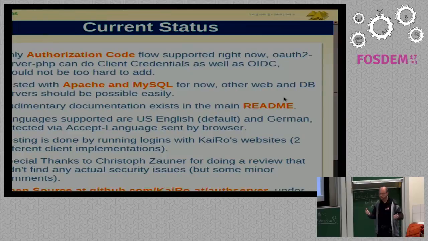There's rudimentary documentation in the main README. It supports US English and German as defined by your browser, because that's the two languages I know of, or that I know how to write in. Testing is right now very rudimentary. It's just I'm trying it with my own document management system, and I'm trying it with a secondary system I'm running that has an independent implementation.